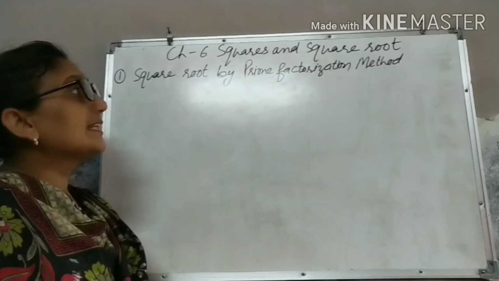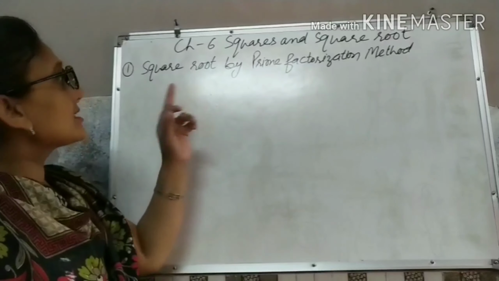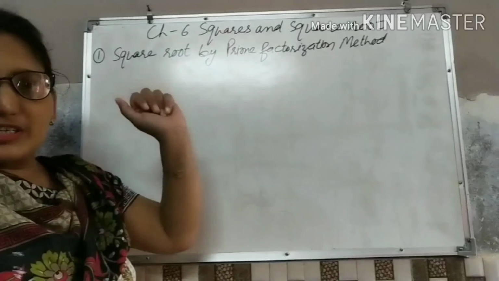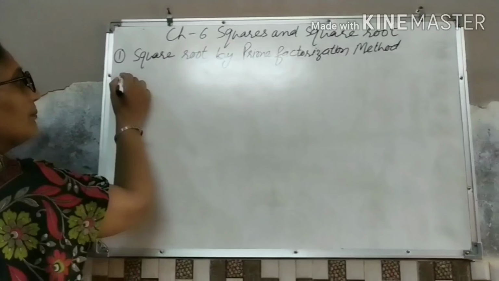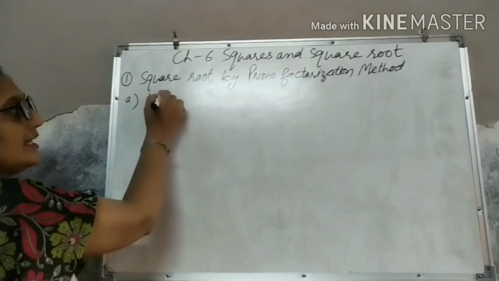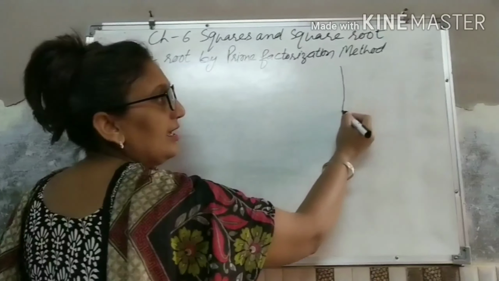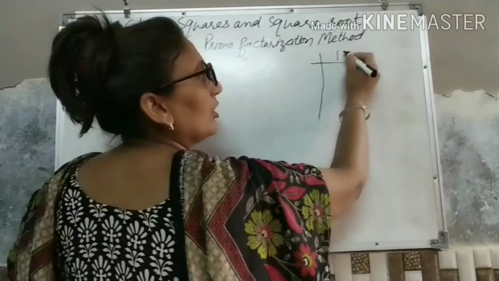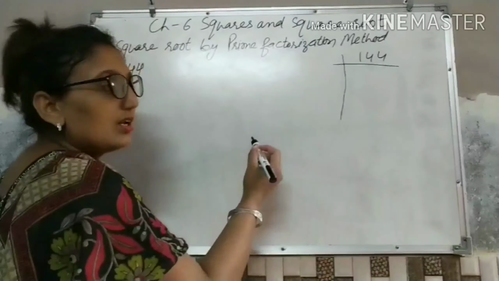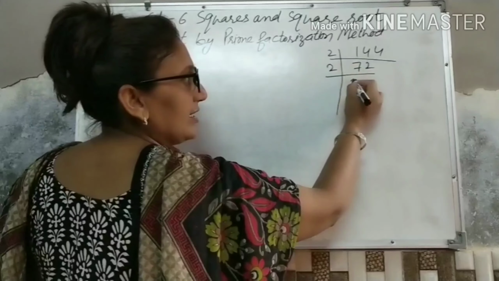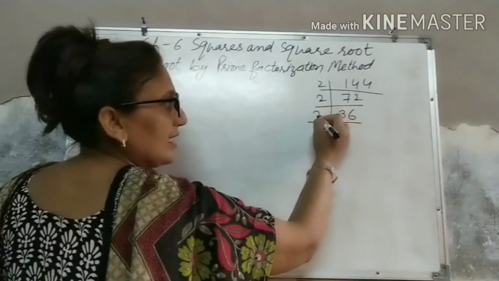Students, today we will discuss squares and square roots. Today I will do square root by the prime factorization method. First example: if we want to find the square root of 144, firstly we will find the prime factors of 144 by taking their LCM.